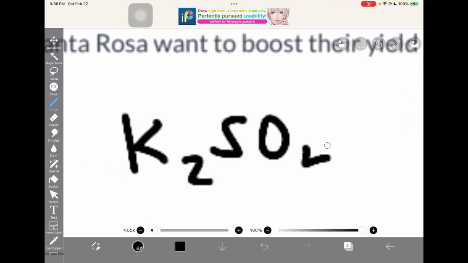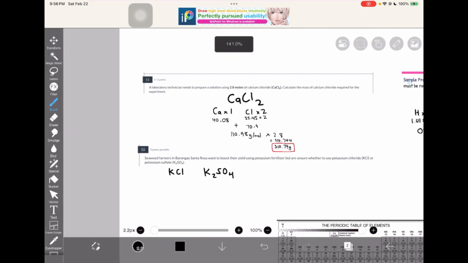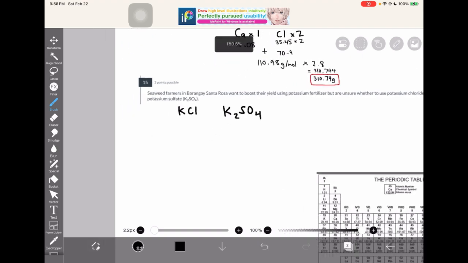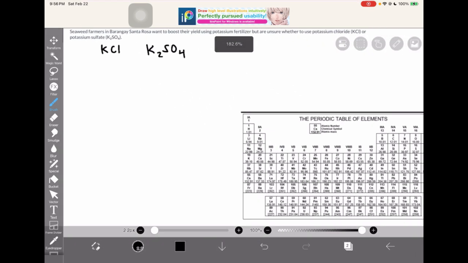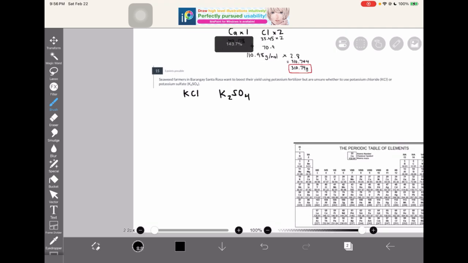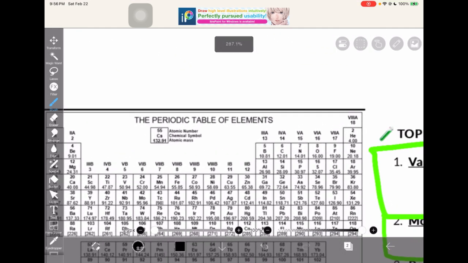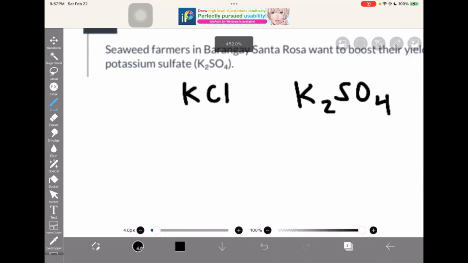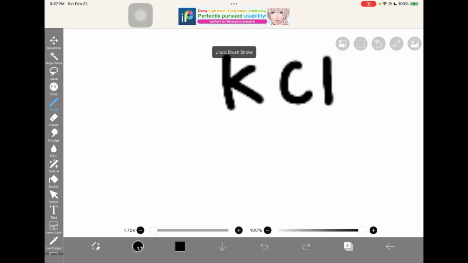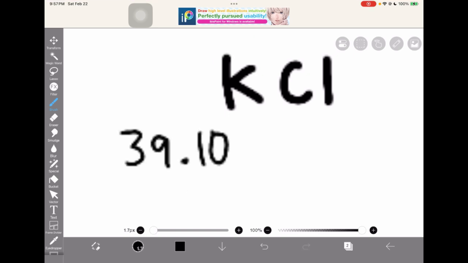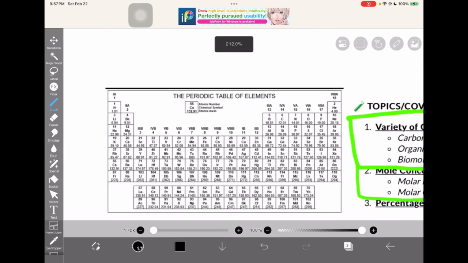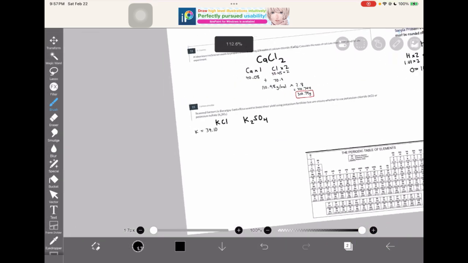We got KCl and K2SO4. What we're going to have to do is apply what we learned last time, which is calculating the molar mass. So, let's start. First and foremost, to find the molar mass, we need to take a look at each element. First, we got K, potassium. Over here, we have 39.10. K equals 39.10.